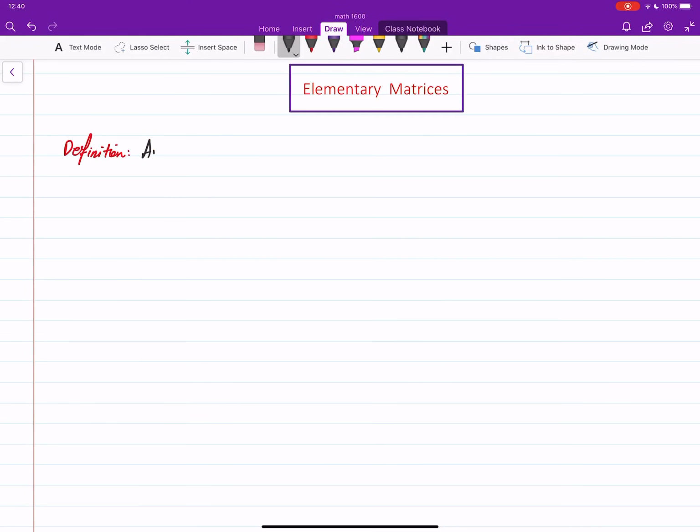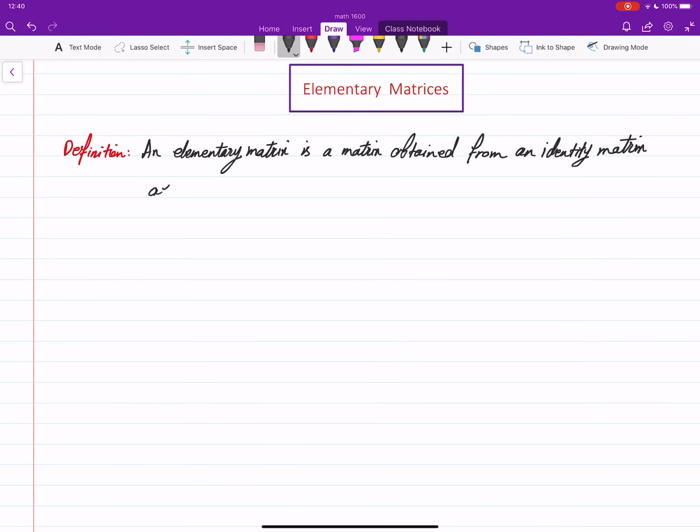An elementary matrix is a matrix obtained from an identity matrix after applying a single elementary row operation.